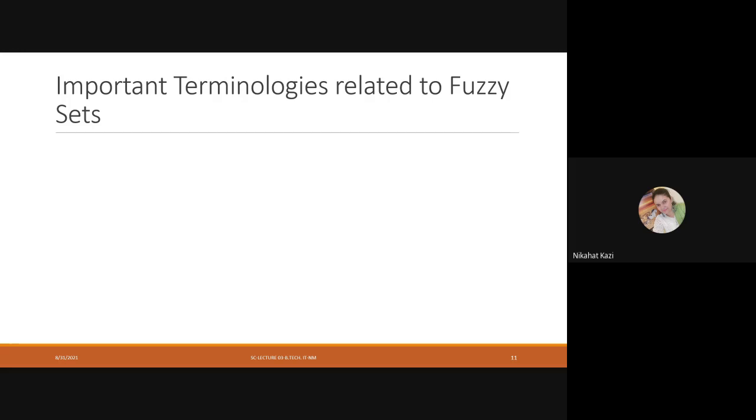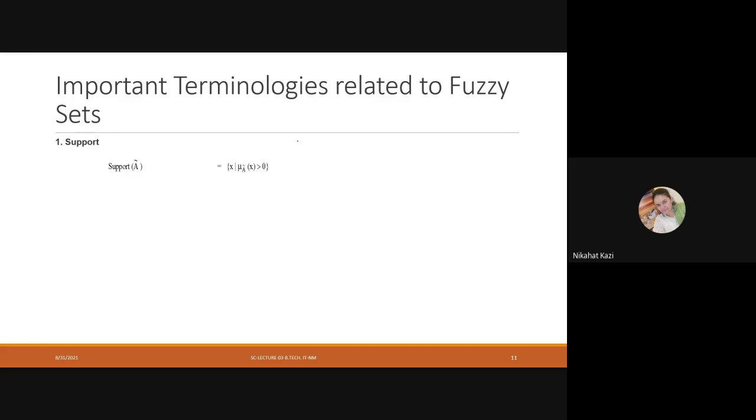Next, we will look at the different terminologies related to fuzzy sets. First is the support of a fuzzy set. The support of a fuzzy set is the set of all x where the membership is greater than 0. So all those elements which belong to that set with some membership other than 0. When we are defining a fuzzy set in terms of ordered pairs, we are only writing the elements which have some membership. So what will be the support of that fuzzy set?